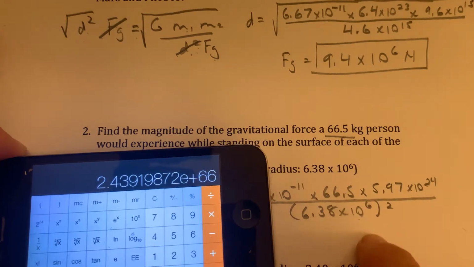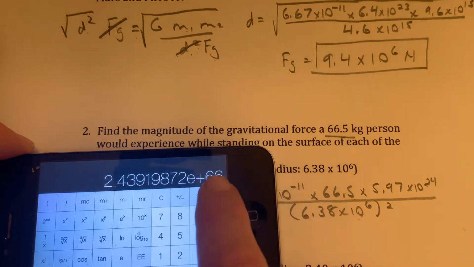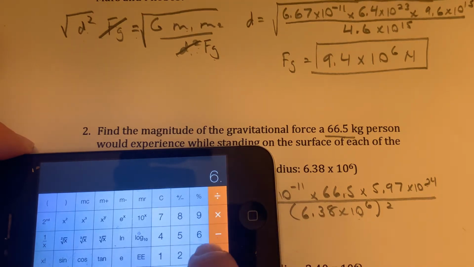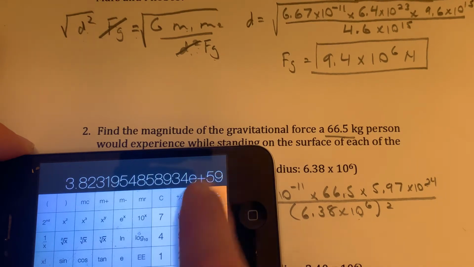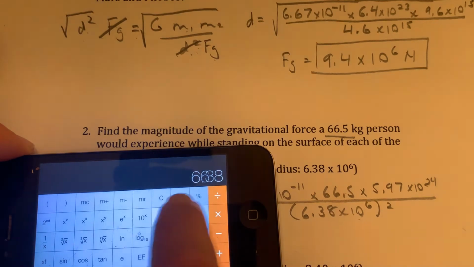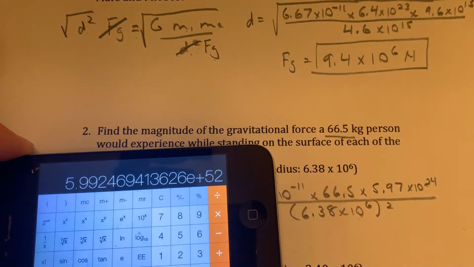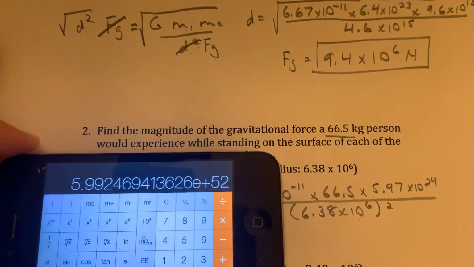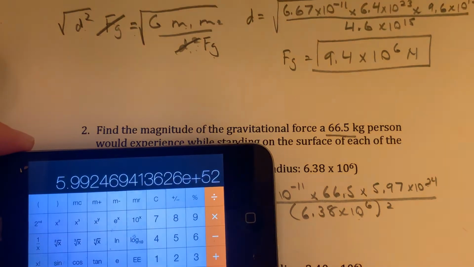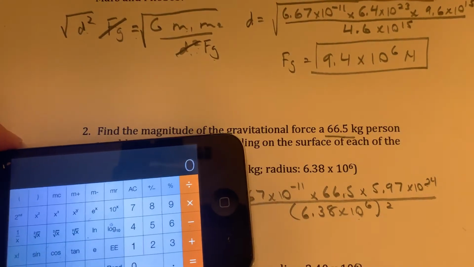And then we're going to take this denominator and divide it 2 times. So we're going to divide by 6.38 EE 6, get an answer, and divide it one more time, 6.38 EE 6, and we don't get the right answer. So let me go through it again and see if we get the right answer.